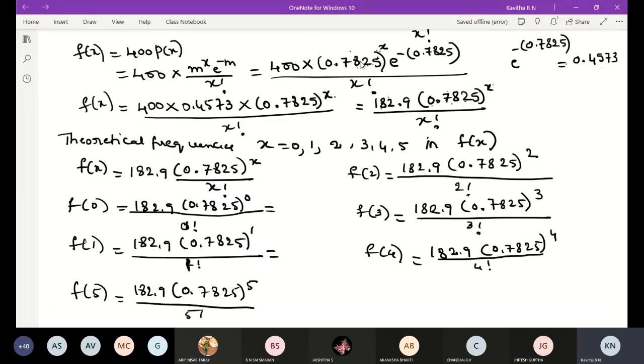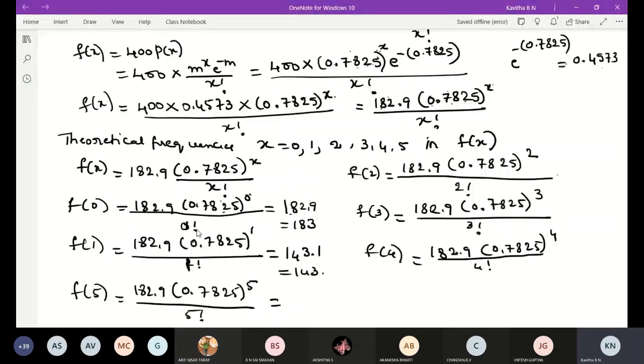Okay, one by one, tell me the answer. First one, put x is equal to 0, what answer are we getting? 0.7825 whole to the power of 0 is 1, 0 factorial is 1. 183, ma'am. Okay, 182.9 it will come. We'll write it as 182.9. Then what about x is equal to 1? What is the answer? 143.1. Answer is 143.1.